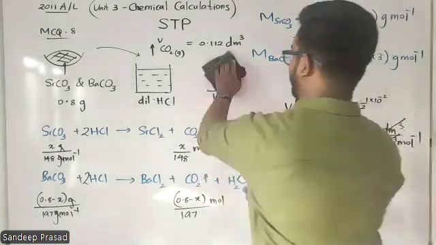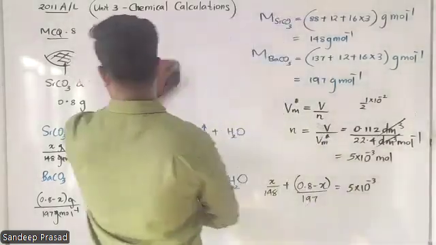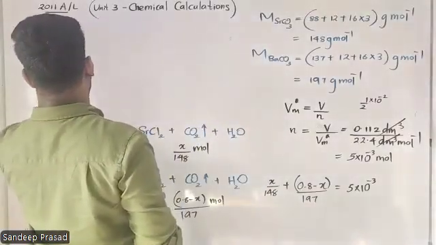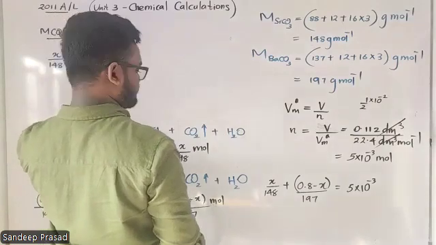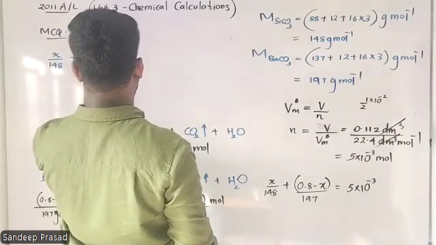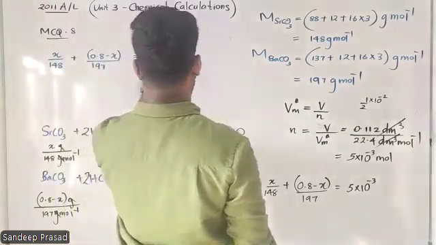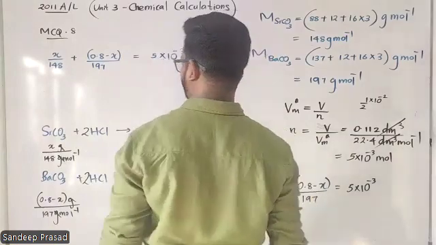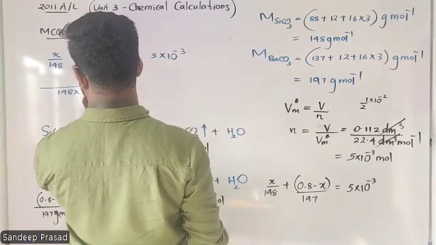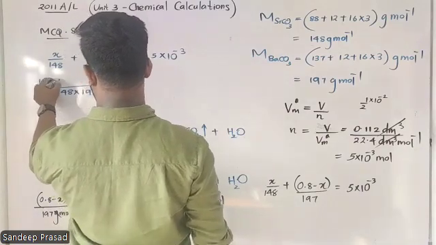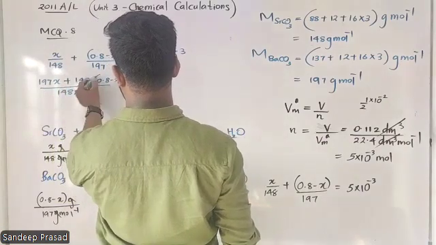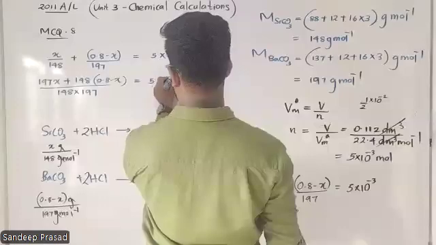Right. Now I'm going to do the calculation to find out the x value. X over 148 plus (0.8 minus x) over 197 is equal to 5 into 10 to the minus 2. So what I'm going to do here is take the common denominator as 148 times 197. Then this is multiplied by 197x, and this is 148 times (0.8 minus x), equal to 5 into 10 to the minus 2.